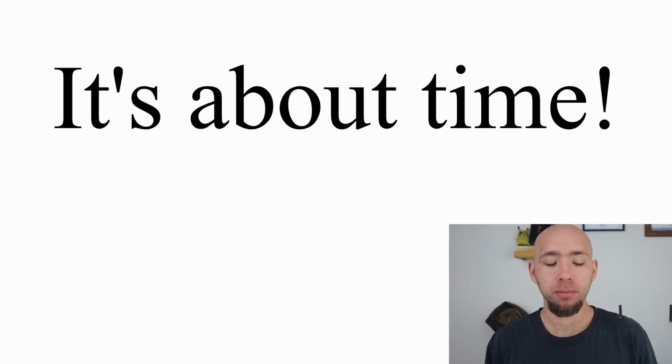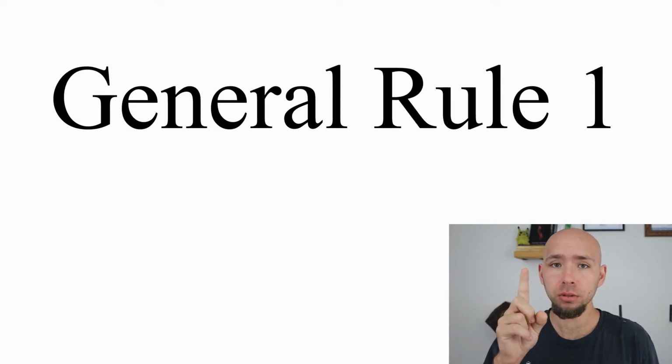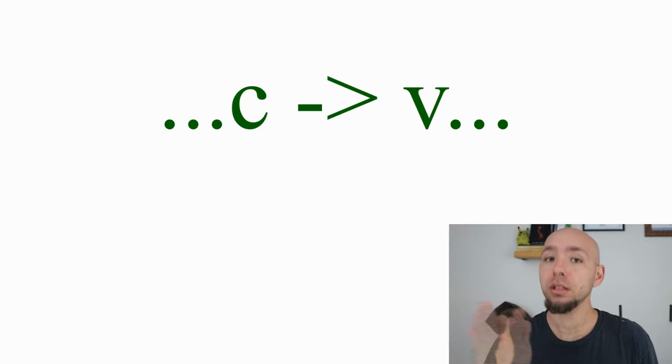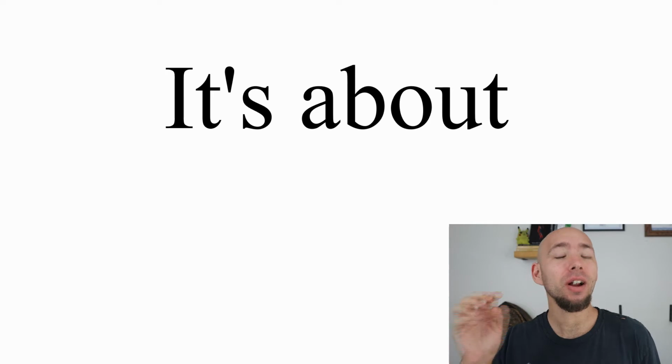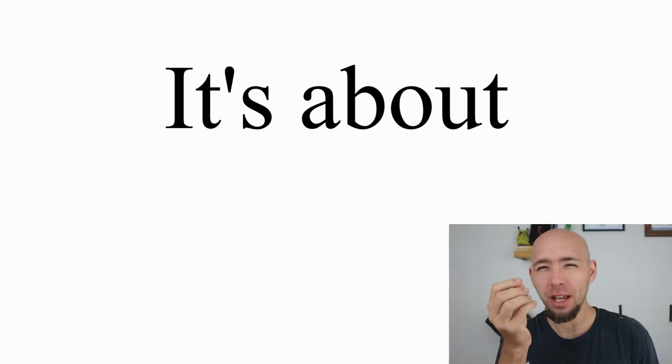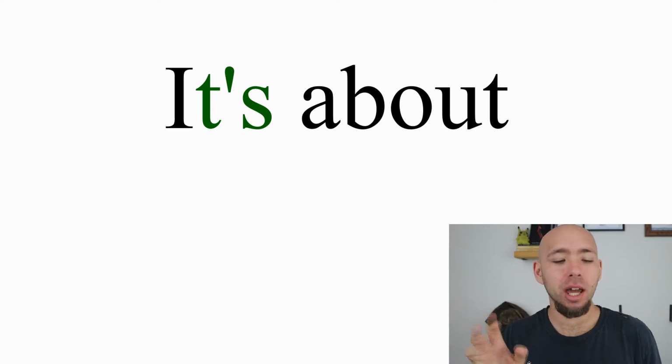It's about time. Now, what do you notice here? Let's look at the first 2 words. It's about. So we have the first general rule, number 1, which is that consonants connect to vowels. In this particular case, the T and the S are actually like one sound unit. You can't really separate them. It's a special thing that kind of happens. So both of those are going to move.